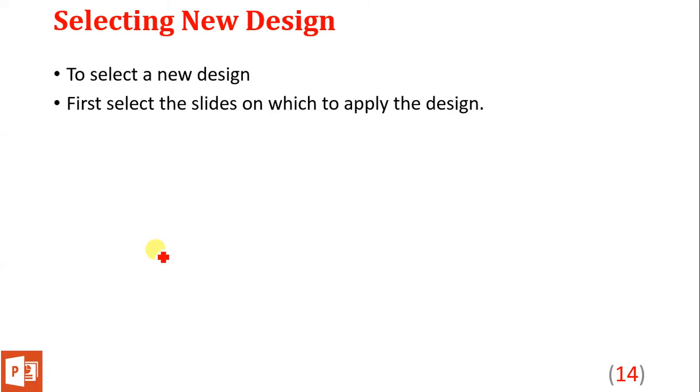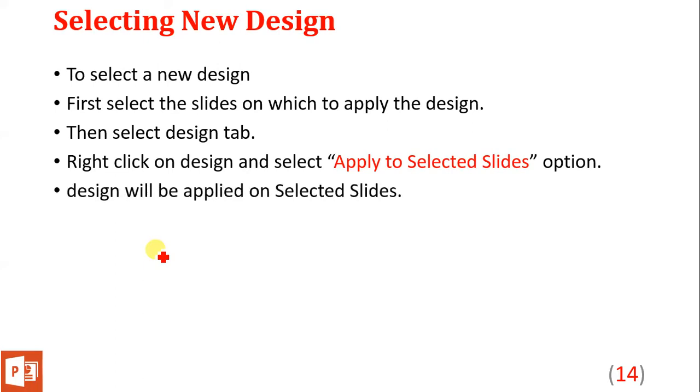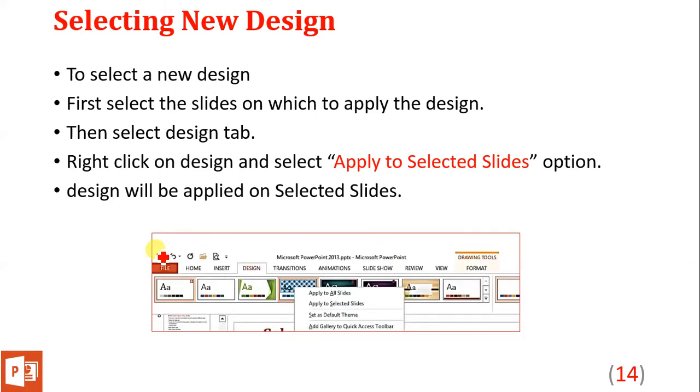To select a new design, first select the slide on which you want to apply it. Then select the design tab. Right click on the design and select apply to selected slides. The design will be applied on the selected slide, as you can see here. So first of all select the slide, after that go to the design tab, and right click on the design which you want to apply. You can use apply to all slides or apply to selected slides, or you can make it the default theme.